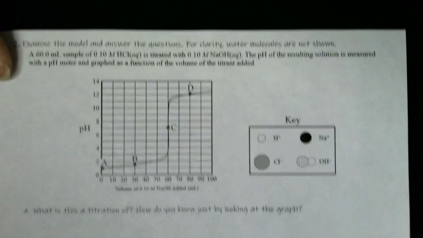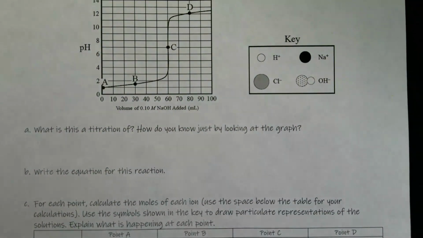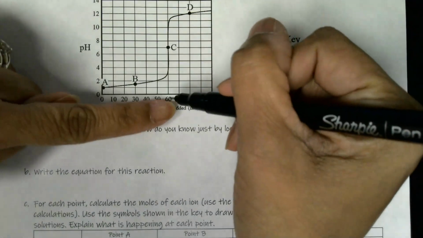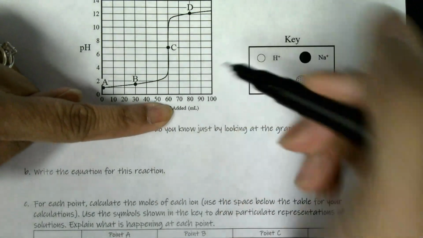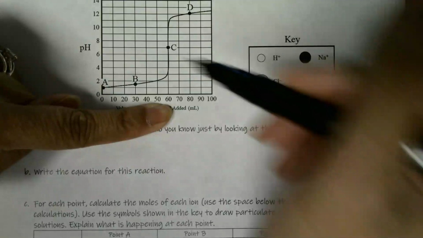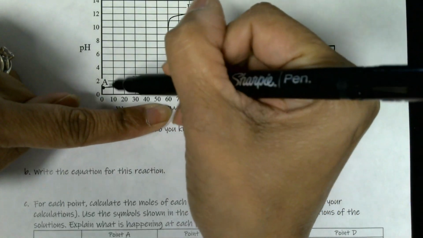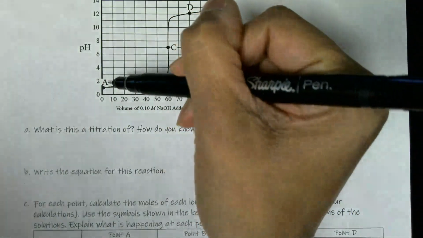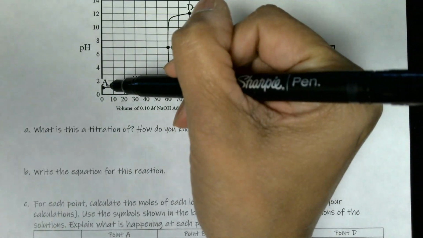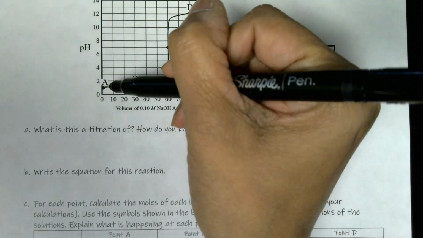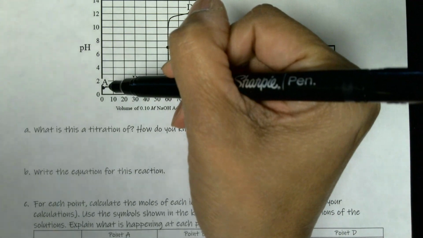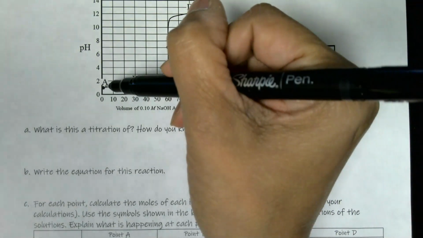So let's take a look at the first question here. What is the titration of, and how do you know just by looking at the graph? Sure, they're giving you that there's NaOH there, but let's pretend that that's not there, right? You would know that you're starting out with some acid. It would have to be a strong acid. If you remember back from topic 8.1, there were certain strong acids that you had to memorize. Go back through that list and make sure you know them.